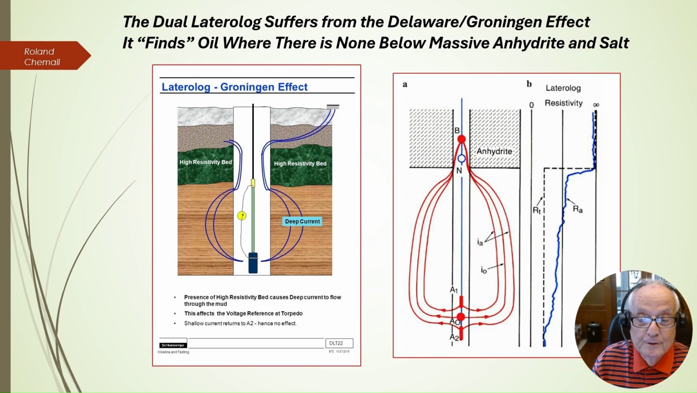The dual lateral log suffered from one major drawback. It had a tendency to find oil when there was none, and that was called the Groningen effect, because that's where it was first observed in the field of Groningen. It was simply due to the fact that if you are below a big, thick anhydrite or salt, the deep lateral log would start reading high resistivity, much higher than expected, way below, right into the juicy part. So the bad part about that is that it gave a false indication of oil.